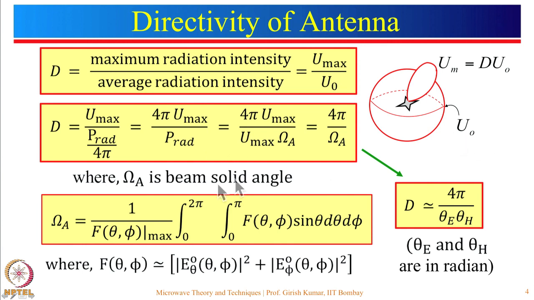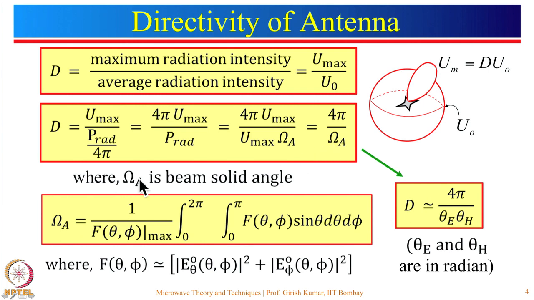Now U0 can be represented in terms of P radiated divided by 4 pi. Why this expression? Because if we assume that power is radiated equally in all the directions, we know that the area of the sphere is equal to 4 pi r square. So if we take r as 1, then we can say average radiation intensity will be P radiated divided by 4 pi. So this directivity expression is simplified to 4 pi divided by capital omega A.